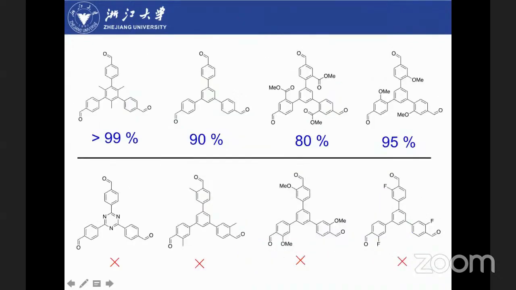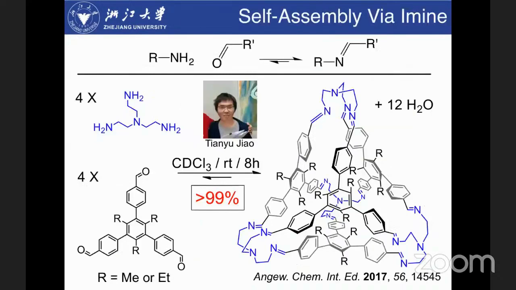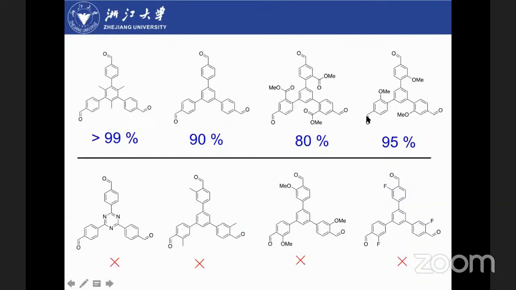And actually, we ask ourselves why this yield is so high. Is there any reason why this compound is so stable in terms of thermodynamics? The answer is yes. You can see if we get this compound, the yield is very high, 99%. If we remove the methyl group here, the yield is a little bit lower, around 90%. If we functionalize this unit with ester and methoxy units, the yield is still high.